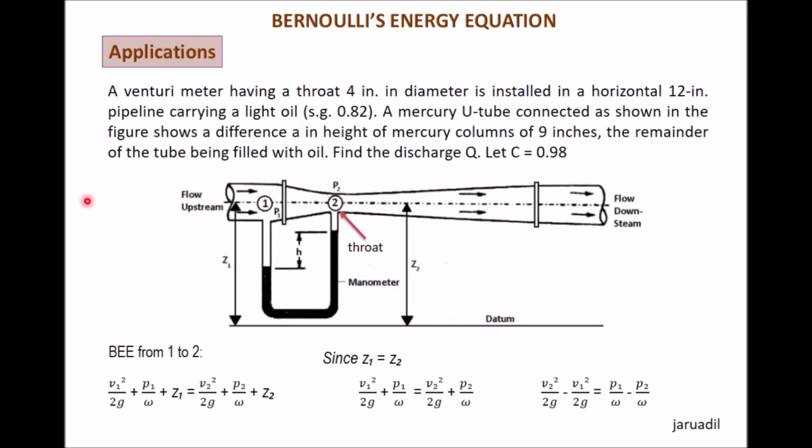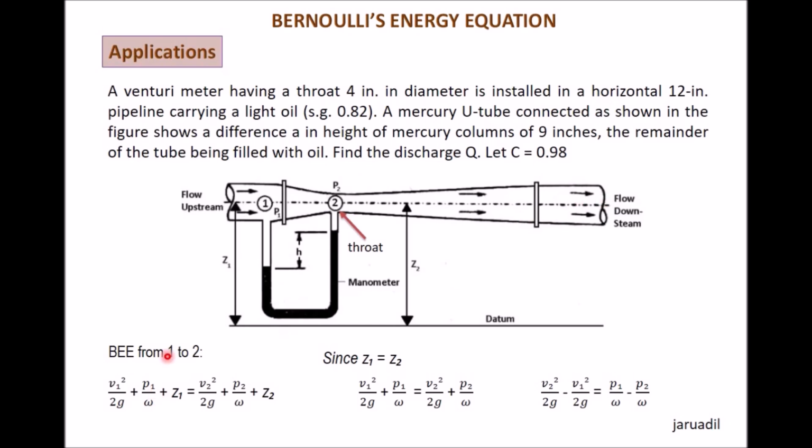So we have a pipeline, and it has a Venturimeter with a U-tube differential manometer. The fluid flowing in the pipeline is oil, the specific gravity is 0.82, and the fluid in the manometer is mercury. The differential between these two, which is equal to H, is 9 inches. So we are asked to find the discharge along the pipeline.